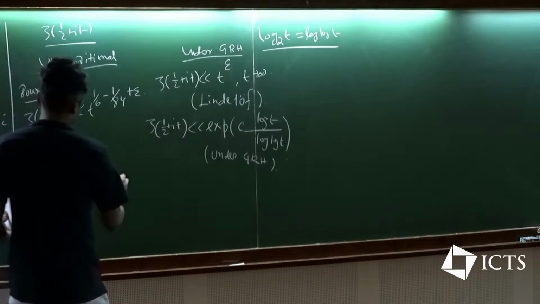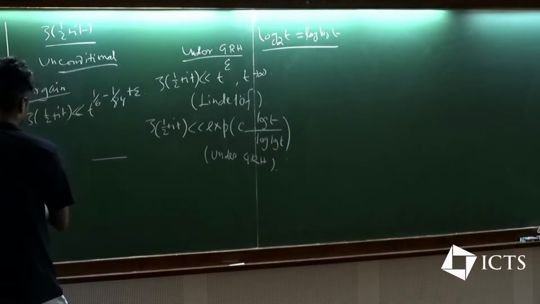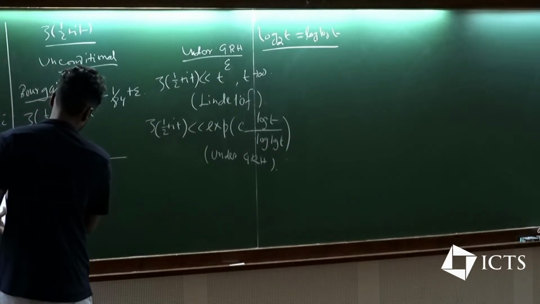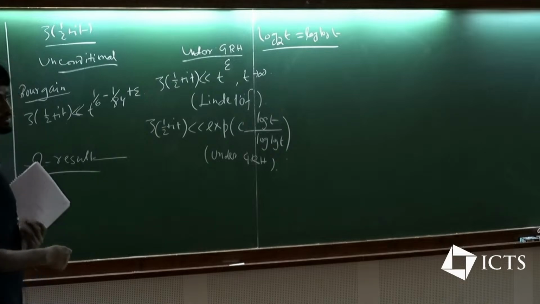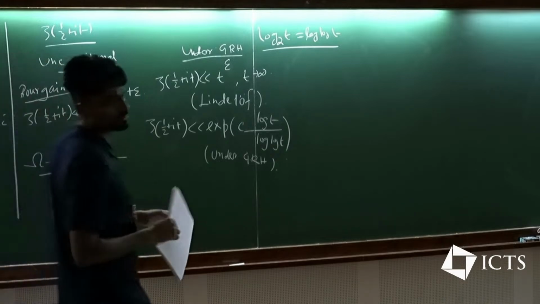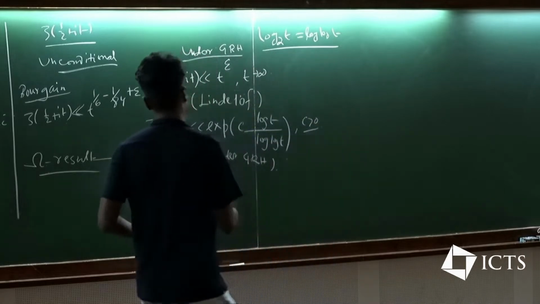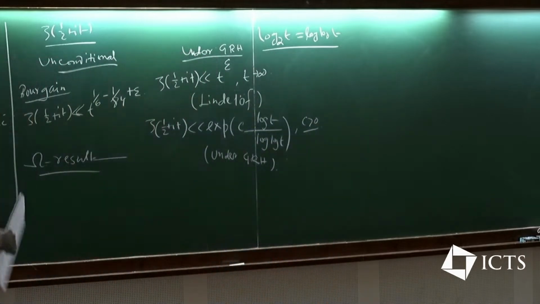Then what about the other way around? What can we say about the omega result? C is some constant, an absolute constant, any fixed constant.